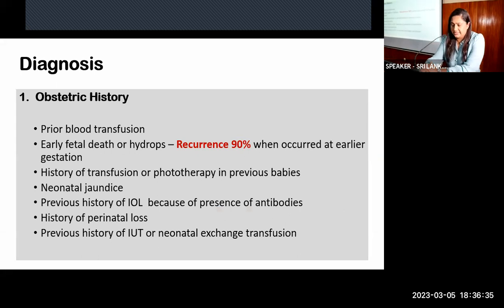How do we diagnose? Firstly, we must take an obstetric history of prior blood transfusion, and any history of early fetal death or hydrops. When this occurs at an earlier gestation, of course, the recurrence rate is higher. It has a recurrence rate of about 90%. We have to get a history of previous transfusion or phototherapy in previous babies. Also a history of neonatal jaundice, previous induction of labor due to the presence of antibodies, history of perinatal loss, and previous intrauterine transfusion or neonatal exchange transfusion.